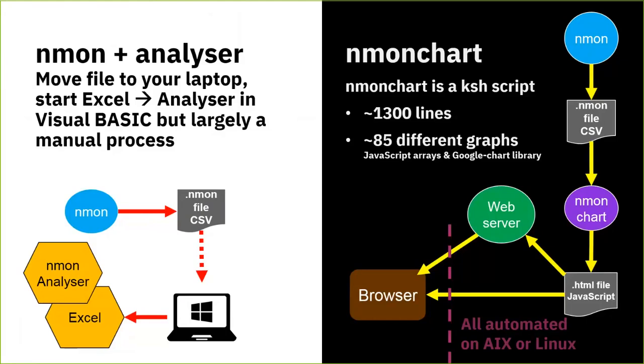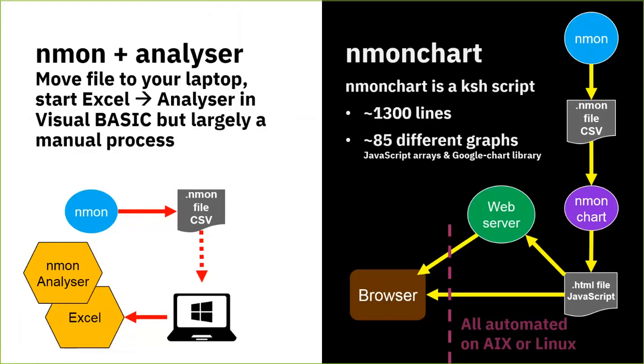So now we've got something that's actually running on a Unix or a Linux computer. We can take hundreds of NMON files, run them through the NMON chart filter, and that converts the NMON file into a .html. That's a web page. It has lots of JavaScript arrays for the data, and then it calls on the Google Chart library to actually display those in your browser. But you can automate these and do them a lot quicker than you can with Excel.